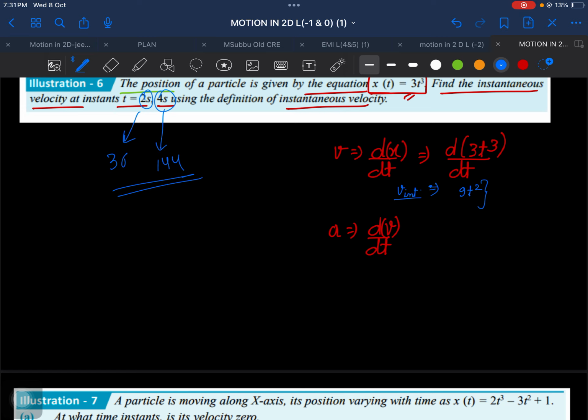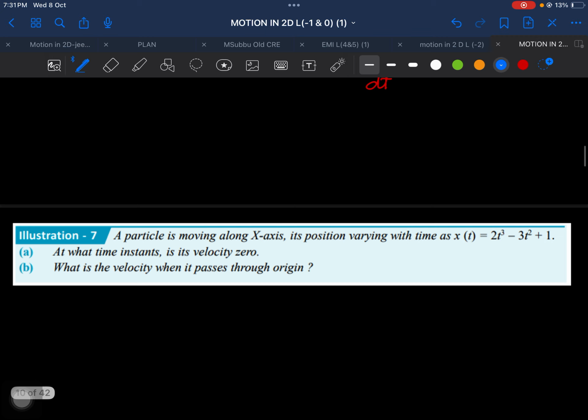Alright students, very simple question. In the next lecture, we will move on to some better questions dealing with the concept of instantaneous velocity and instantaneous acceleration. I hope this is very much clear to all of you.